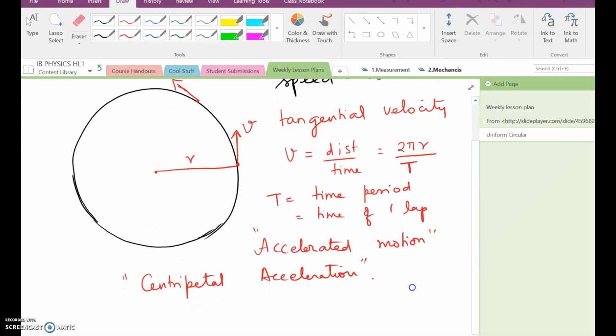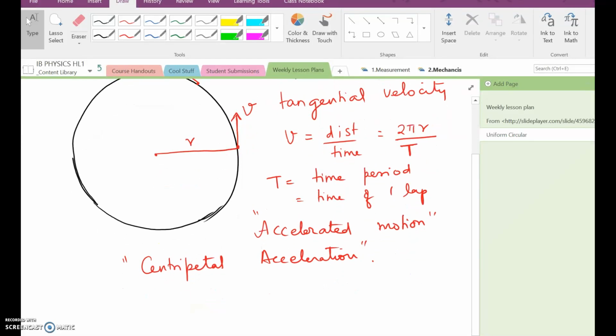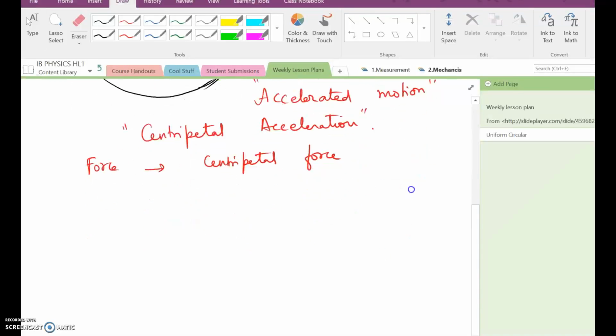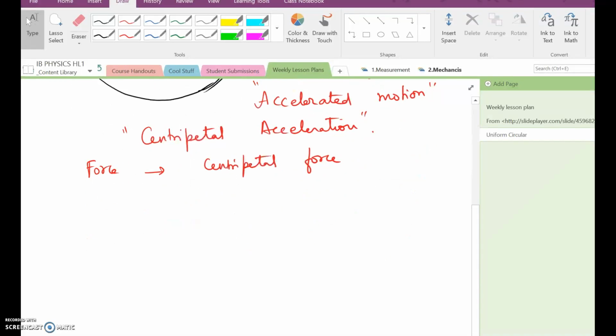That acceleration is what we call the centripetal acceleration, and the force responsible for this acceleration is called the centripetal force. So for any object in uniform circular motion, there must be some force in the system that is pulling it towards the center, which is causing it to deviate from its tangential path and keep it in circular motion. So different systems have different forces acting as the centripetal force.